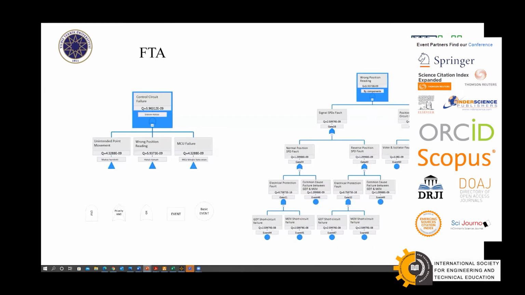As the deductive method, you can see the FTA, fault tree analysis. In the fault tree analysis, the overall controller fault can be seen in the left picture, and the wrong position reading fault can be seen in the right picture. In the right picture, you can see that the common cause failure in between the components has been calculated.